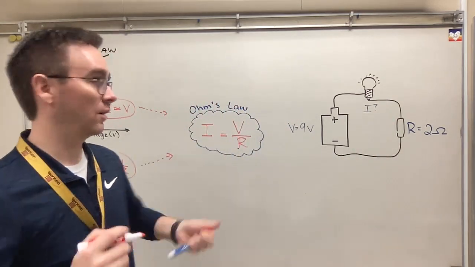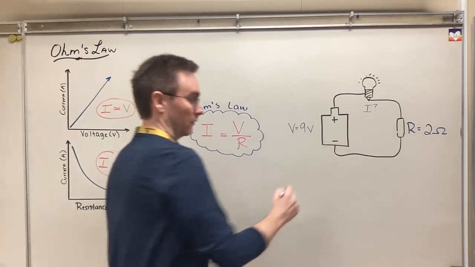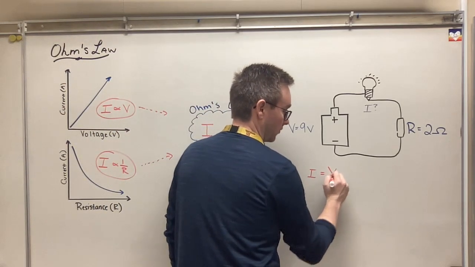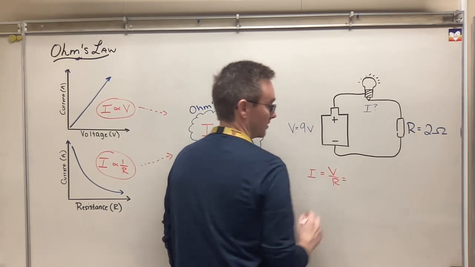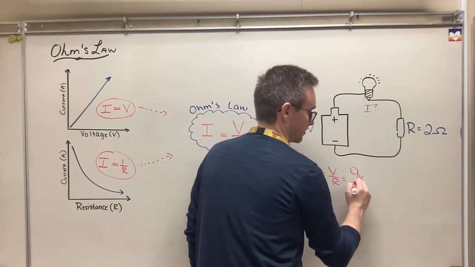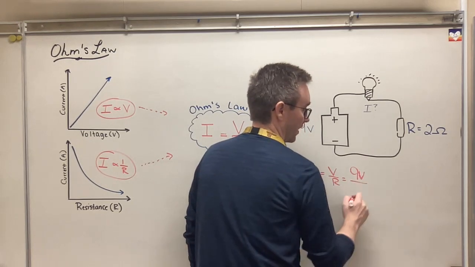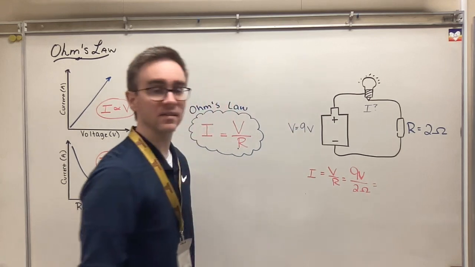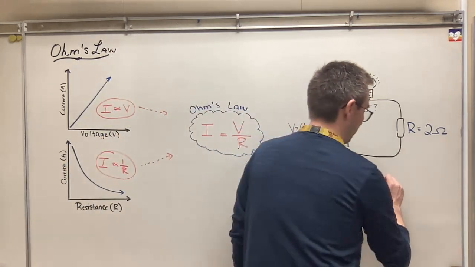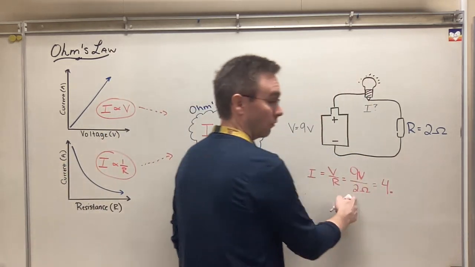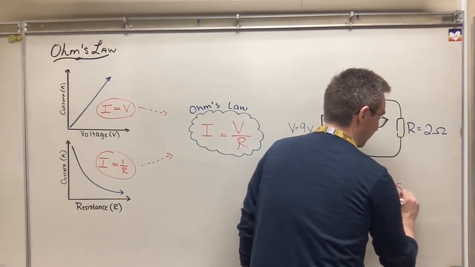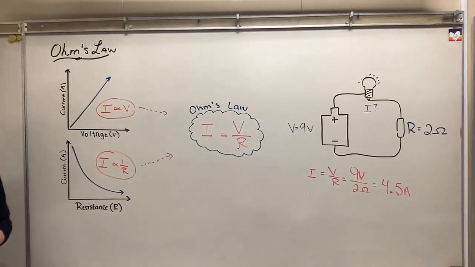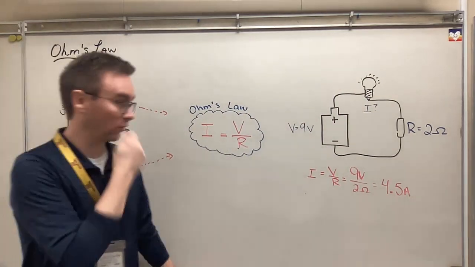All I would do is use my formula, where current is equal to voltage divided by resistance. That's 9 volts divided by 2 ohms. My apologies. That makes 4.5 amps of current. Just applying a quick formula here.